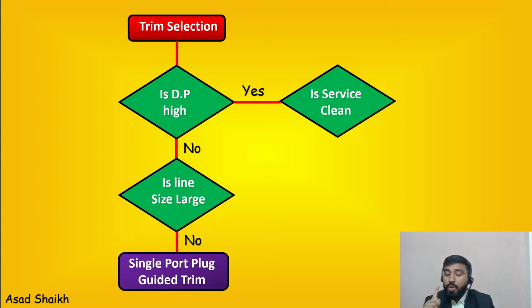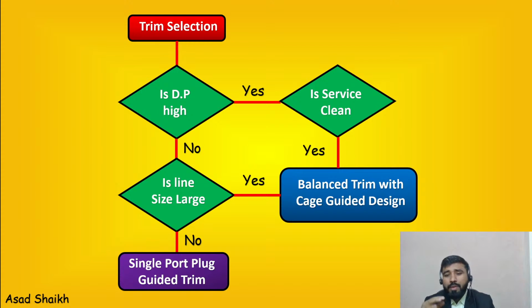If that is not possible, if your DP is very high, then you see whether the service is clean or not. Because if your service is dirty, even if you have something like unbalanced trim or cage guided, then you have to look at how dirty the service is. If your service is clean, the answer is yes, and your line size is also large, then you should prefer to go with a balanced trim design with a cage guided design. So inside the cage guided with a balanced trim is your best choice to go.